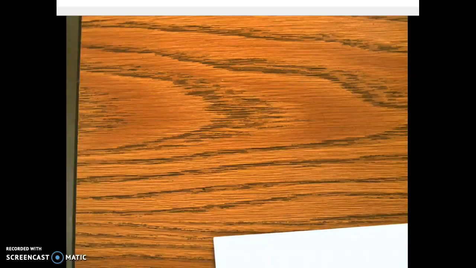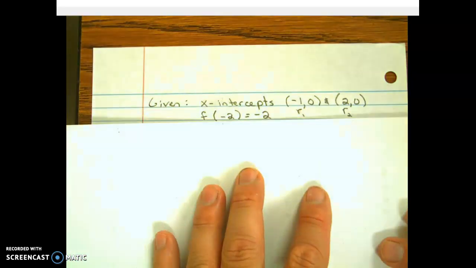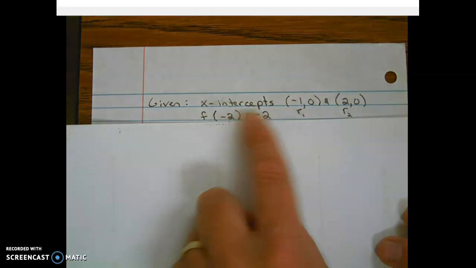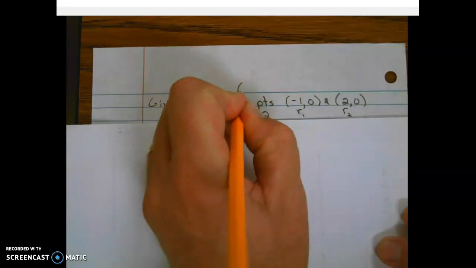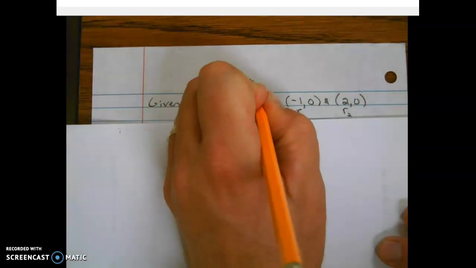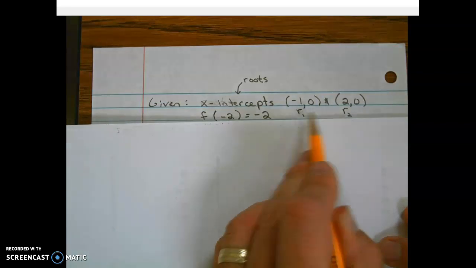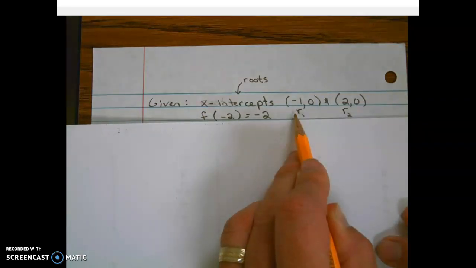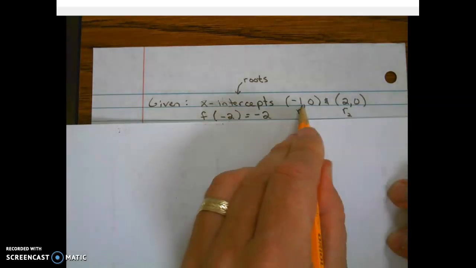So let's look at the next form. First, let's start with the given information. Notice, in this instance, I'm giving you the x-intercepts. The x-intercepts are also known in math circles as the roots. Hence, I labeled them R1 and R2 because in this case there are 2 roots. So again, we're given a point, and we're given the two roots.